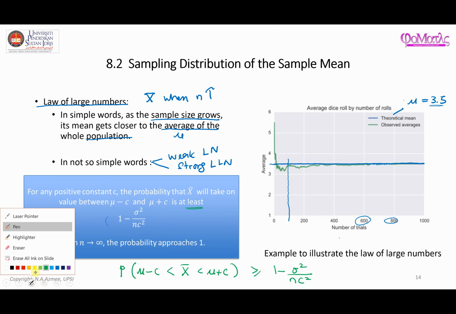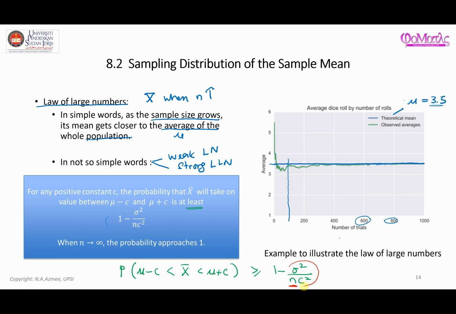And I hope you can see that when n gets bigger and bigger and approaches infinity, this part here is going to disappear. It becomes 0. Therefore the probability you're looking for is going to approach 1. So that is the idea really. And if you want to know more about it, you can go on and search for Chebyshev's inequality.